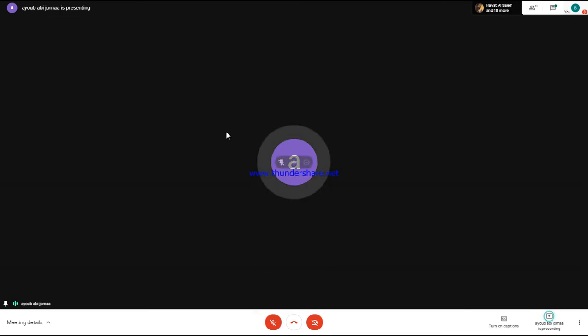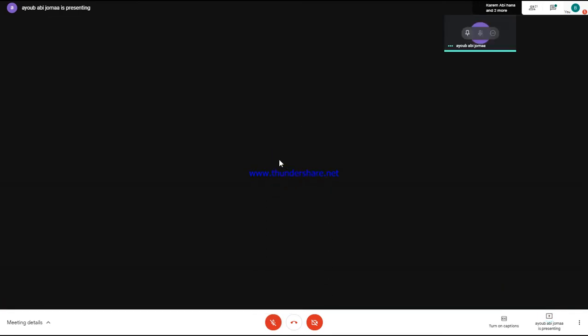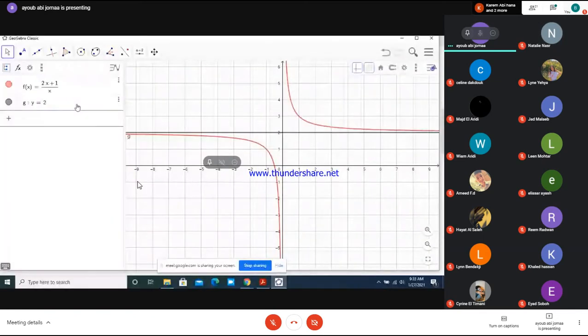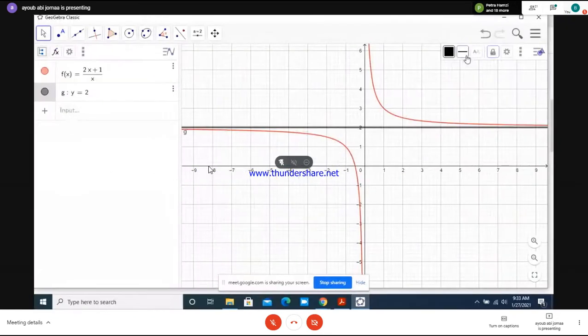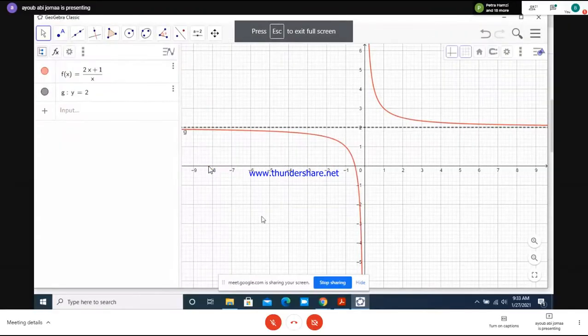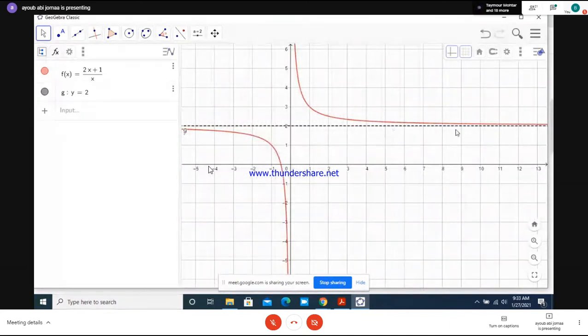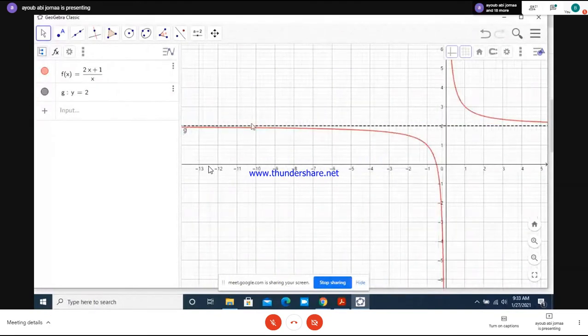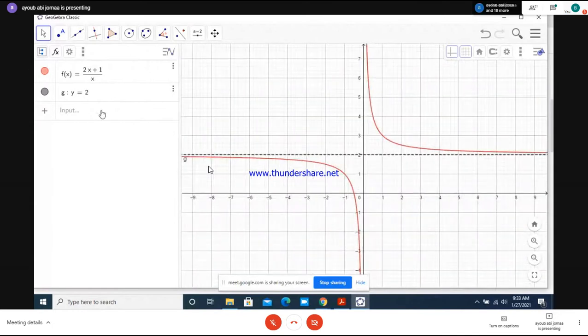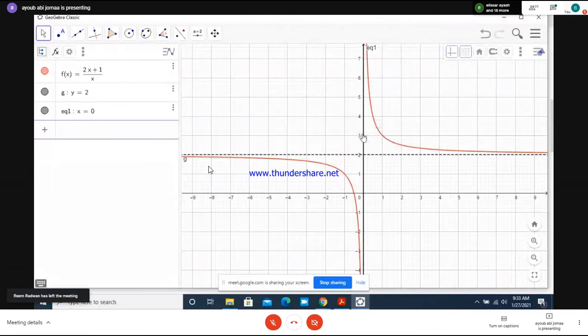Can you see the graph here? Here is the horizontal asymptote. We said that y equal to this value is the horizontal asymptote. You see? Horizontal line. The graph is very, very close to this line when x becomes very large in positive or very large in negative. And x equals 0, we said that it is a vertical asymptote, which is the y-axis, in fact.